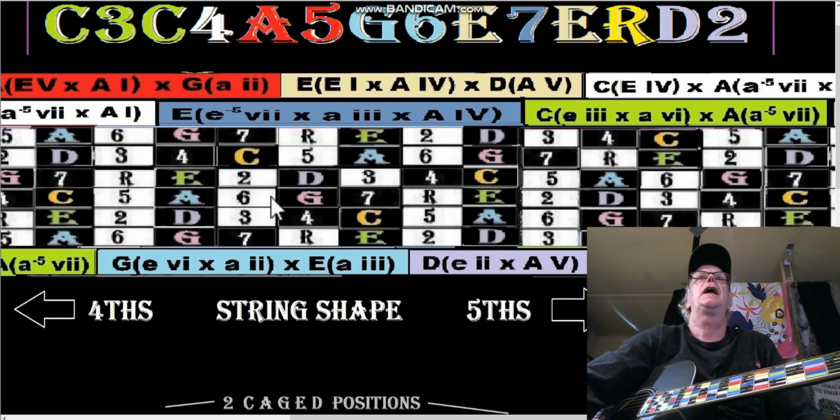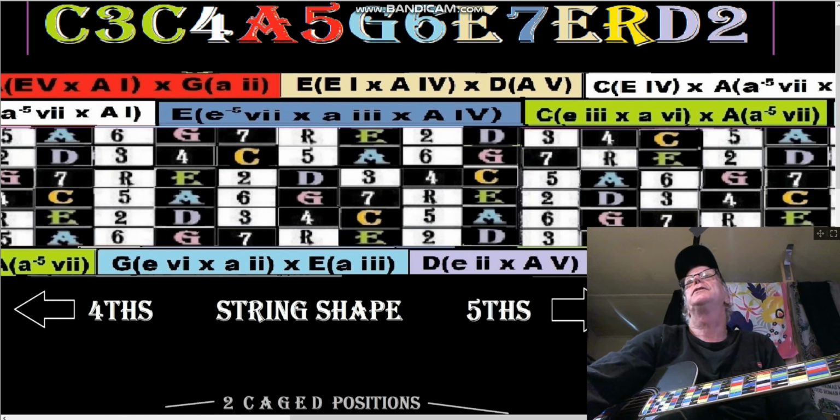So here, let's look at it. We start on a long G string shape here. Where are we going to go from this G? We're going to end up on E7. So let's look at it. G 6, 7, root. Okay, so here's our G cage here.